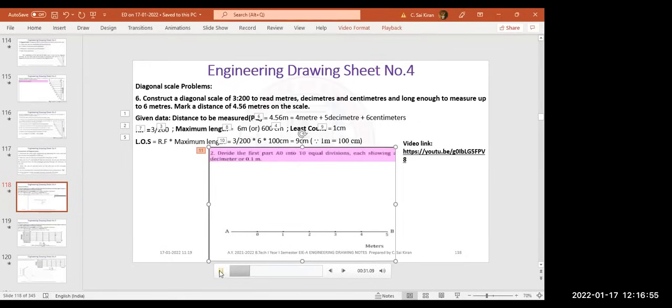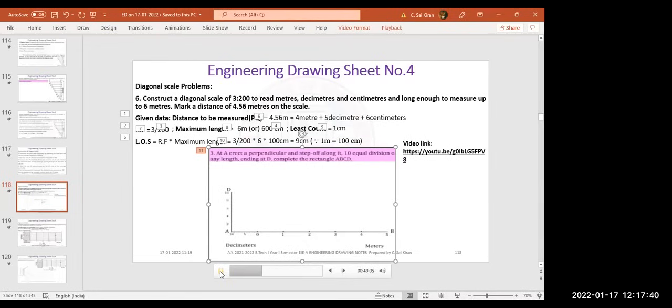Then divide the A0 into 10 equal divisions. These are the main divisions, meters, and you have to divide this into 10 equal parts using the dividing a line method. Then draw the perpendicular for the 10 equal divisions. From here draw a vertical line, taking this height as 50 mm, so that you can divide it into 10 equal parts, because 1 decimeter equals 10 centimeters.